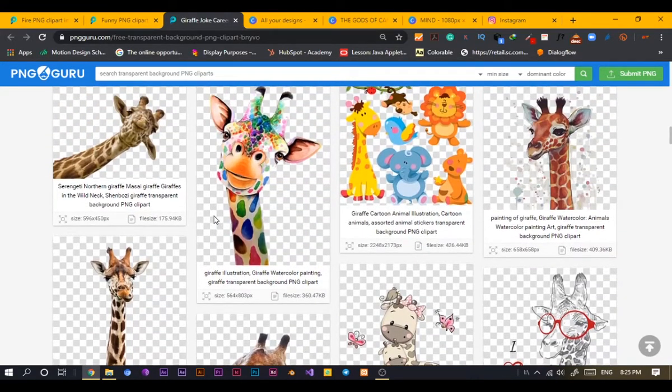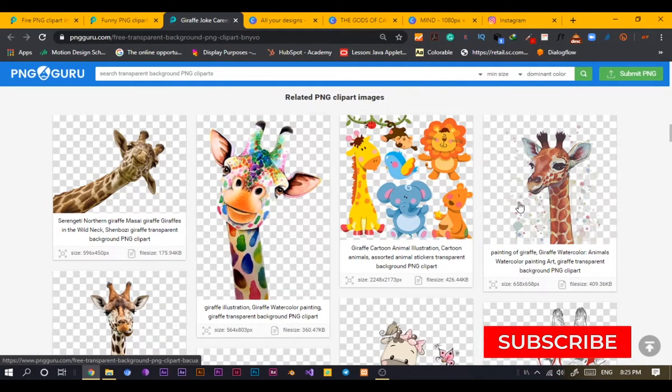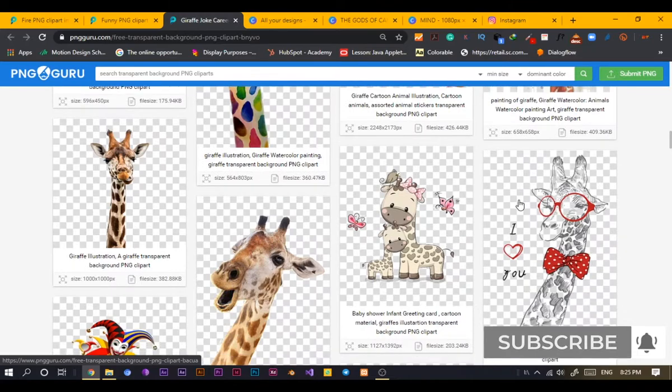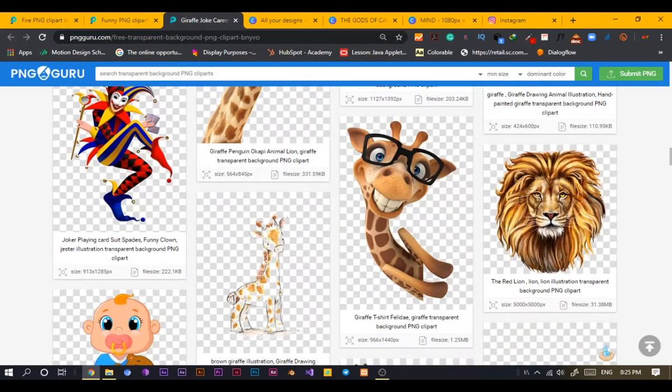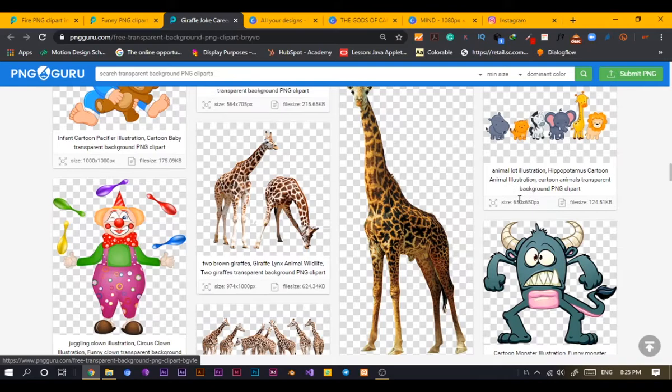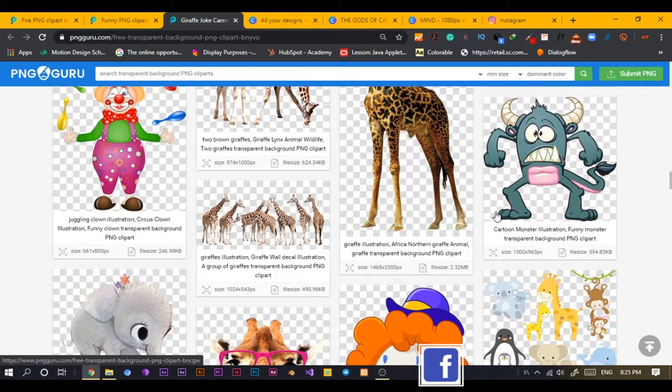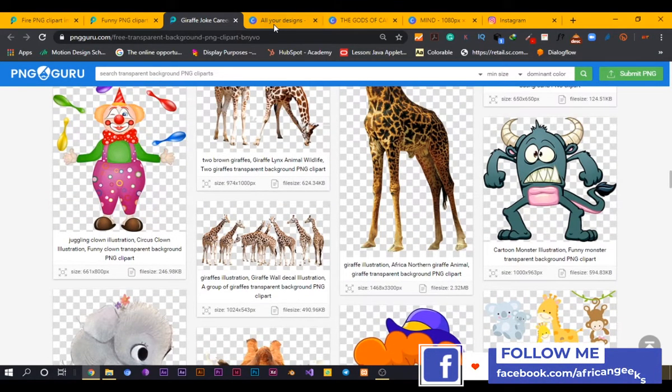So you realize that after it gives you giraffes, maybe you want to narrow down to giraffes, and giraffes tend to have some funny faces, then you can just narrow down to giraffes if you want to, and you dive deeper and deeper. So let me give you another example.